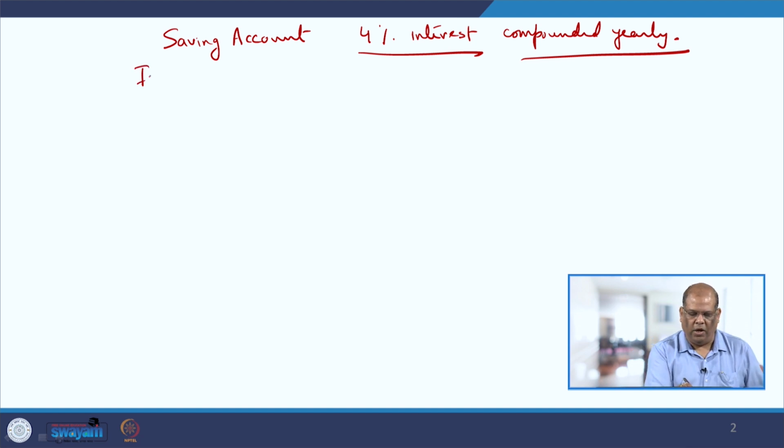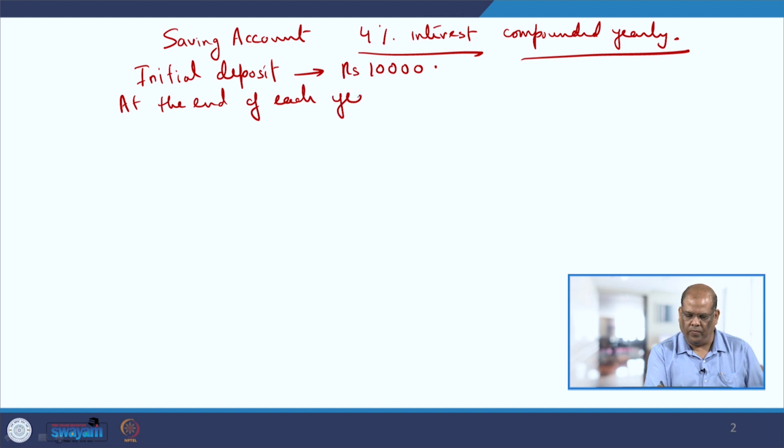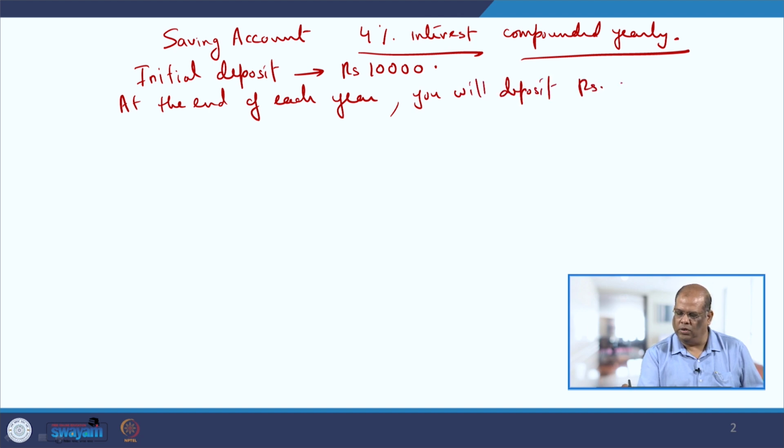So, you make an initial deposit of say rupees 10,000 to start with, and you say that at the end of each year you will deposit rupees 5,000. So, the bank says okay, the interest will be added, and then at the end of next year whatever the amount is, we will again give interest on that particular thing because it is compounded yearly.